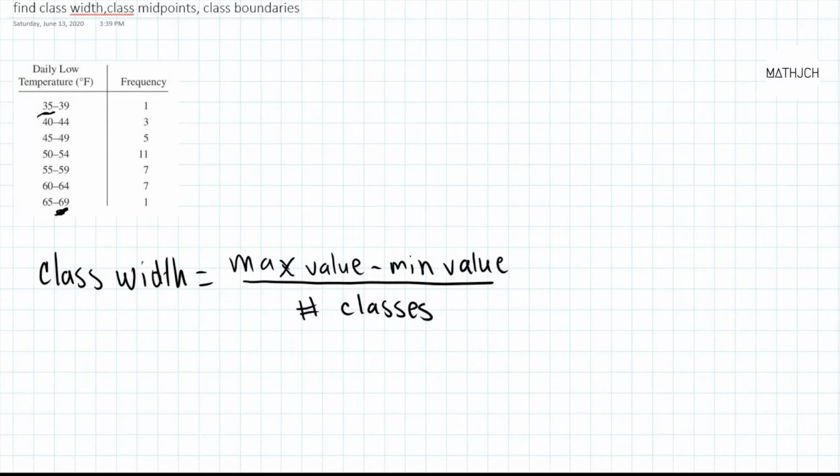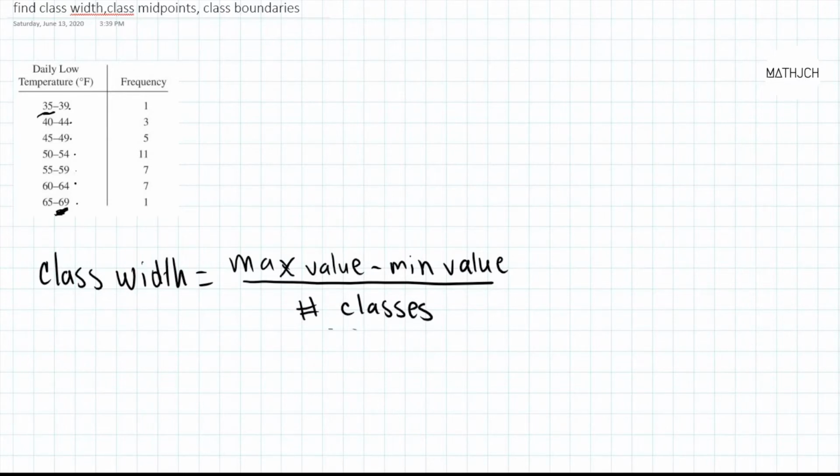Now notice our first range in the table is between the number 35 and 39. Our second range of values is between 40 and 44. Each of these ranges is a class. Okay, so how many classes do we have? We have 1, 2, 3, 4, 5, 6, 7 classes. And that's our number of classes.